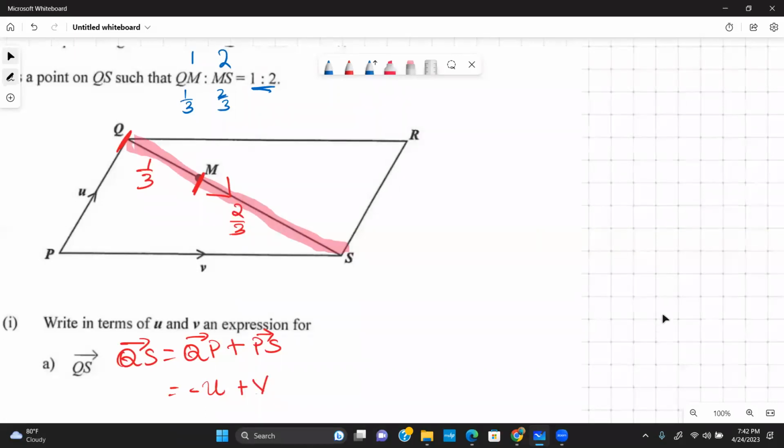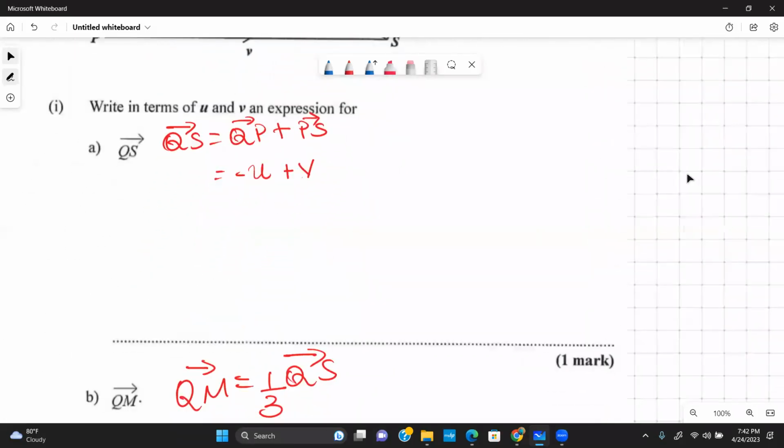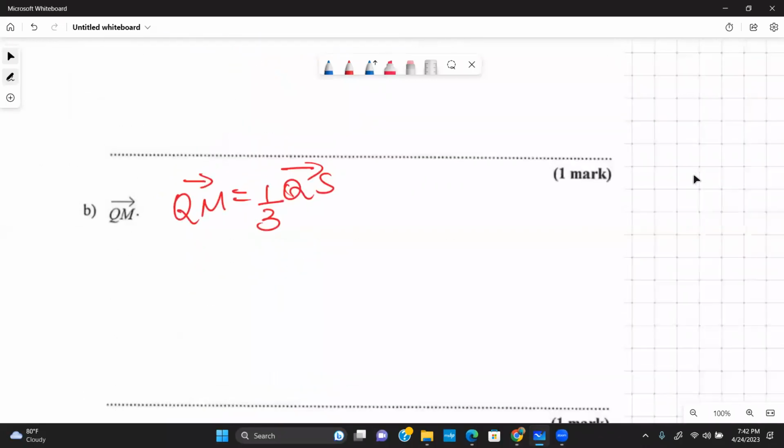All right. And we know what QS is. QS is negative U plus V. So that means it is equal to 1/3 of negative U plus V. Yep. It's 1/3 of it. That's it.